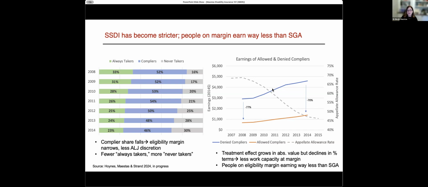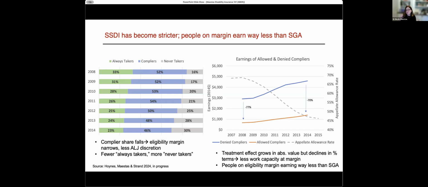Well, the answer is about $4,000 a year is what they would have earned. Now, remember that SGA threshold? The SGA threshold is like $13,000, $14,000 a year. So what we're arguing here is that it looks like the program is too strict right now, because the people right on the margin that it's allowing and denying, their earnings capacity is only $4,000.